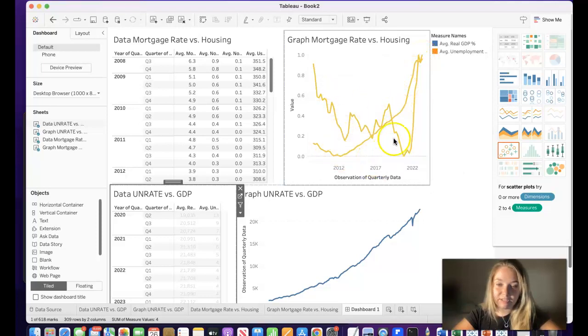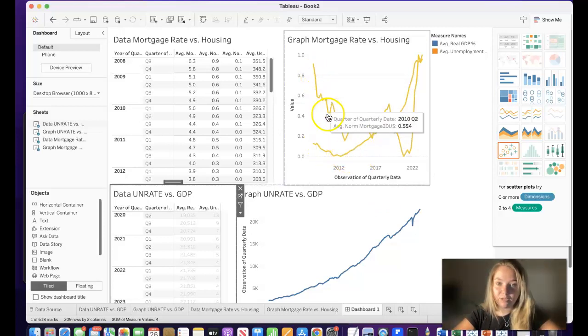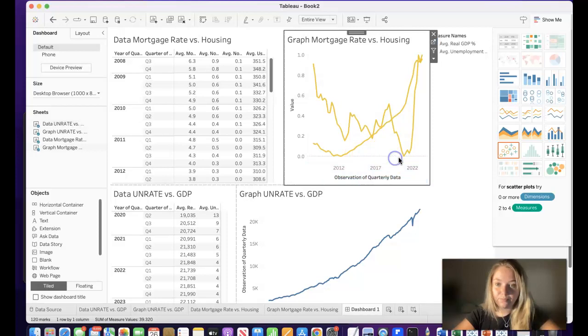However, it is not the strongest of correlations in this region here, probably between maybe first quarter 2013 to 2020 Q4.